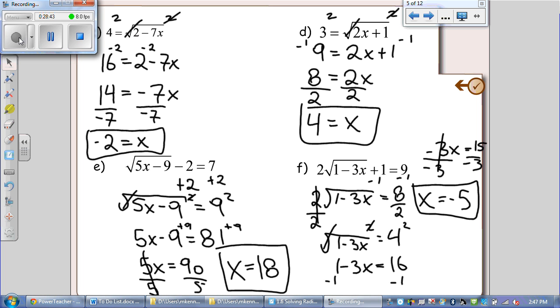E, you've got the radical already isolated by itself. You square both sides. You subtract 1 from both sides, then you divide by 2. And you get 4 is equal to x. If you have a question on any of these, let me know.